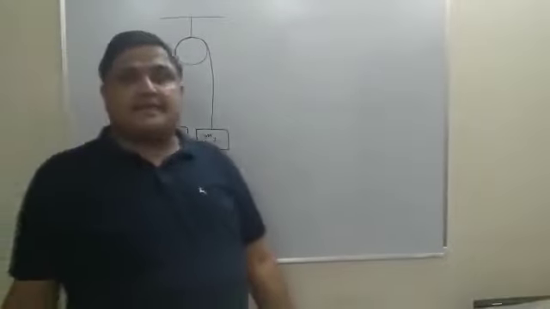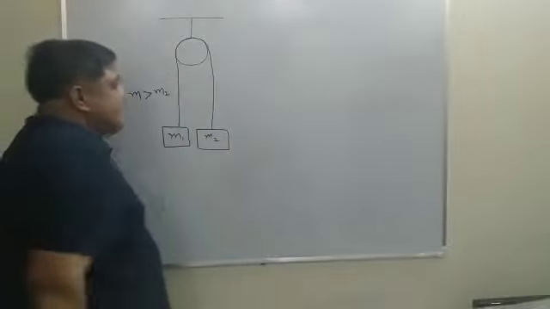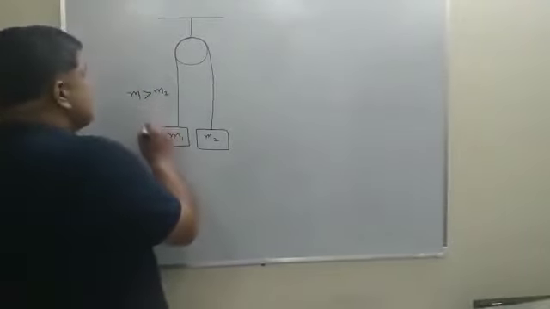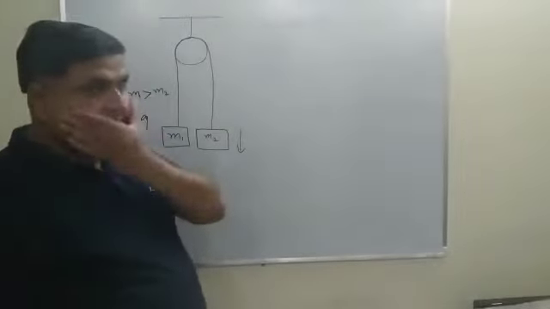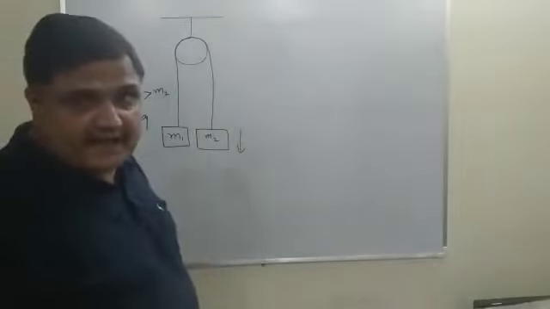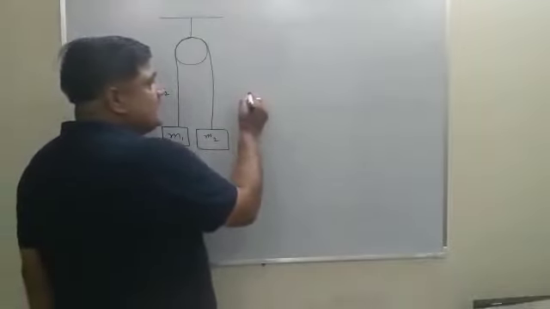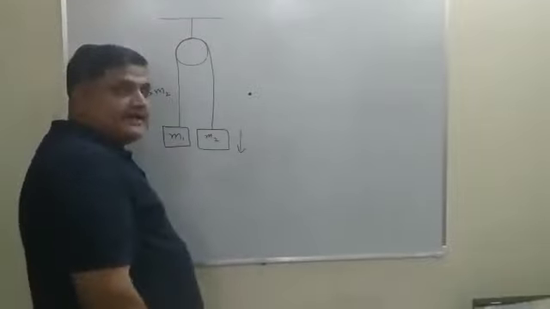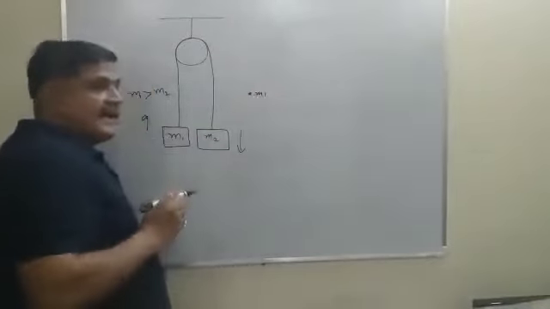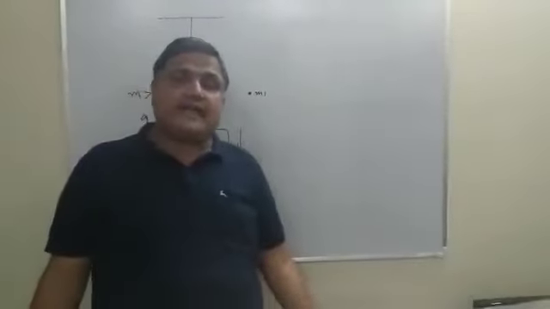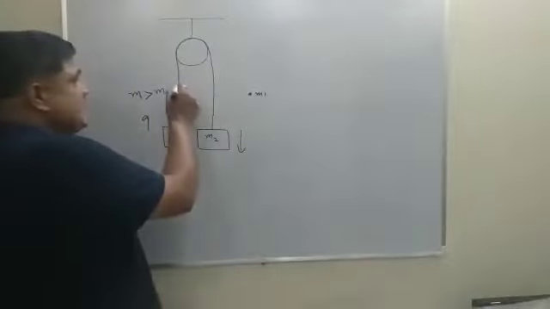Let us make the free body diagram. As M2 is greater than M1, M1 will move upward and M2 will move downward. For making a free body diagram, we will take mass as a point. This is M1. As I have already told you, tension is the same on both sides, this is the ideal case.